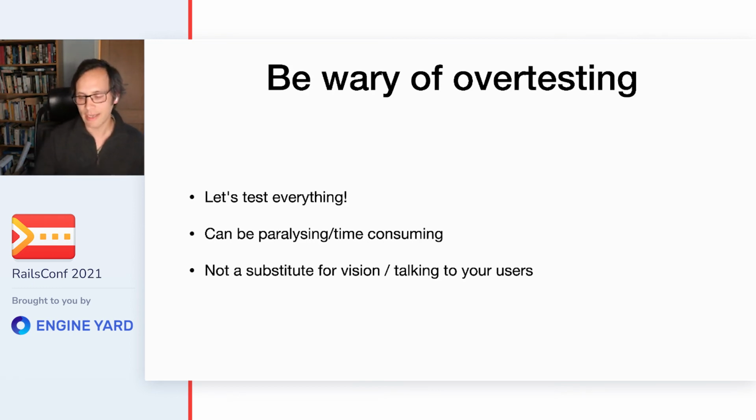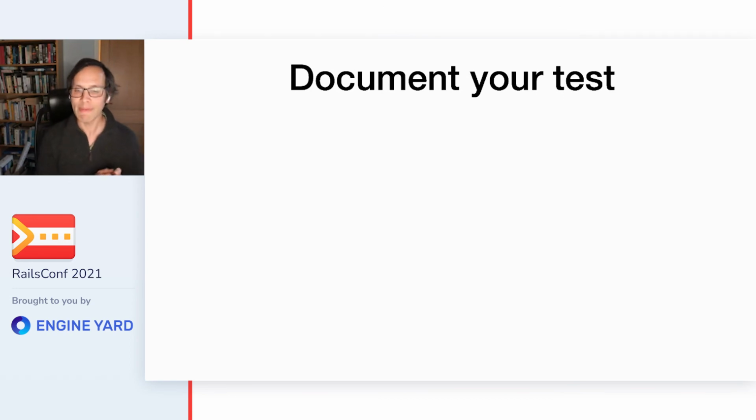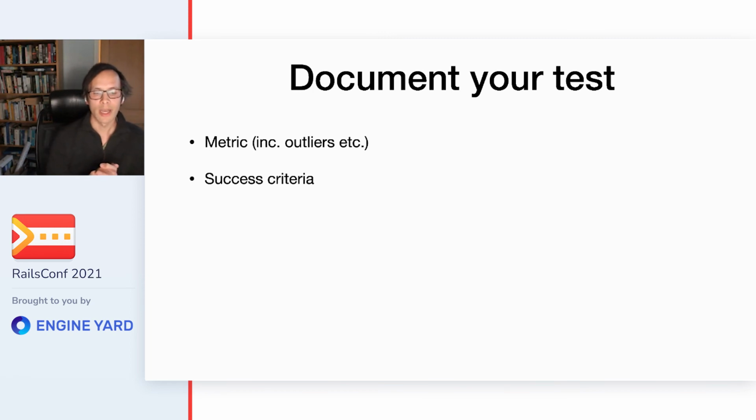And then lastly, I think the most important thing is document your test. Have a checklist every time you do an A/B test, covering things like the metric, how you deal with outliers and so on, the success criteria. So sometimes you do want the new variant to beat the old one, but maybe that's not that important. Maybe you just want to not make things any worse. So if that's the case, write that down.